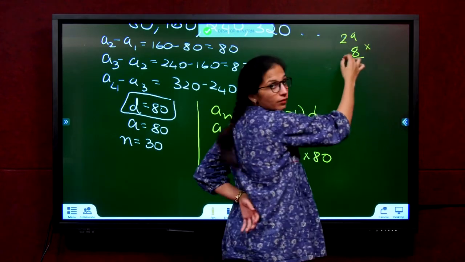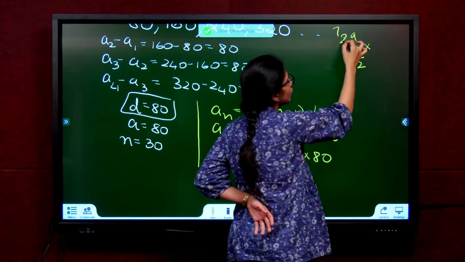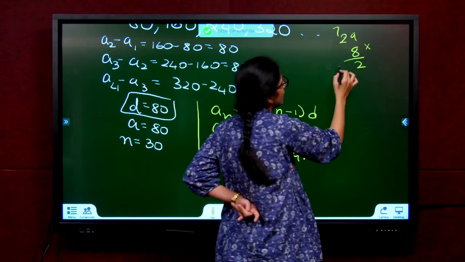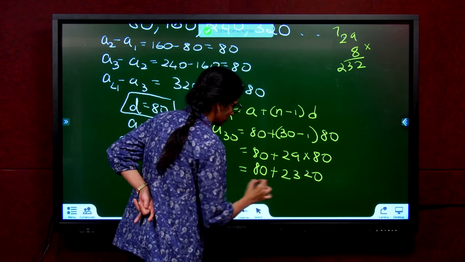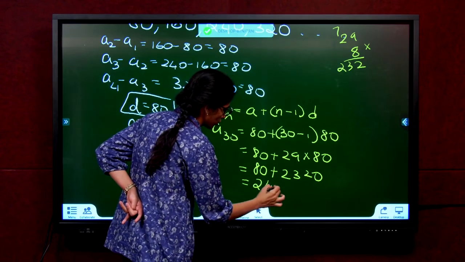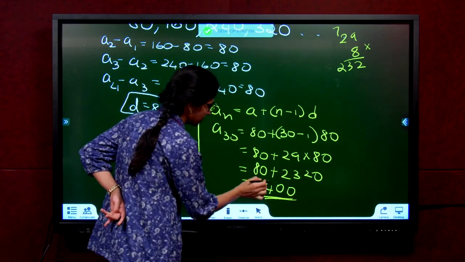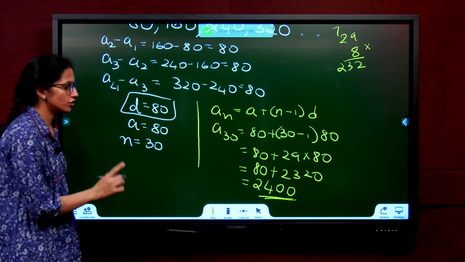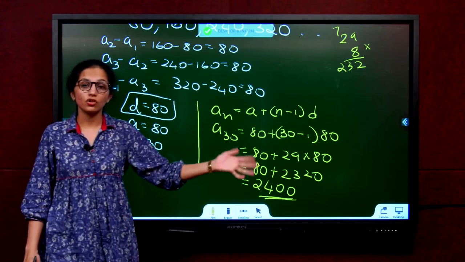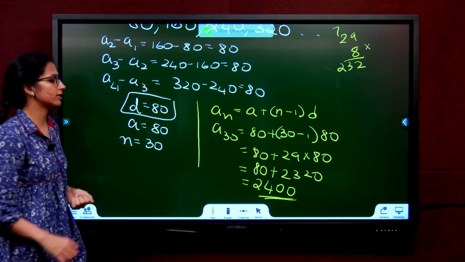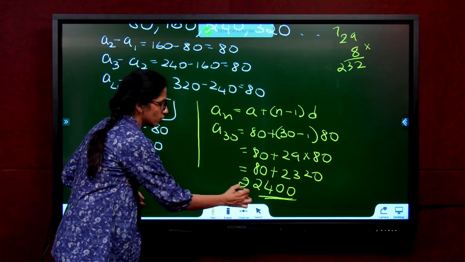29 into 80, you do 29 into 8. 8 9s are 72, 8 2s are 16, 16 plus 7, 23. So 2, 3, 2, 0, or 2400. The interest in the 30th year will be 2400. Did we use the formula P into R into T by 100 for 30 years? No, without using that, we used the AP concept and we got the answer as rupees 2400.